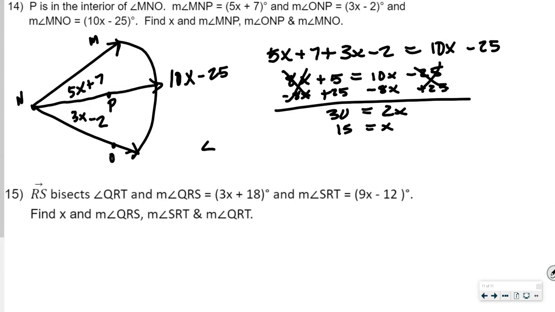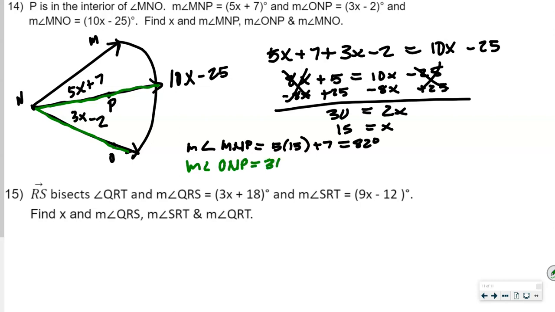So we're going to find the measure of angle MNP. So to do that, we're going to do 5 times our 15. That's 75 plus 7. So that's equal to 82 degrees. Okay, then we're going to do our next one down here, this angle right here. So that's the measure of angle, what is that? ONP, and that's going to be equal to 3 times 15. That's 45 minus 2. So that's 43.